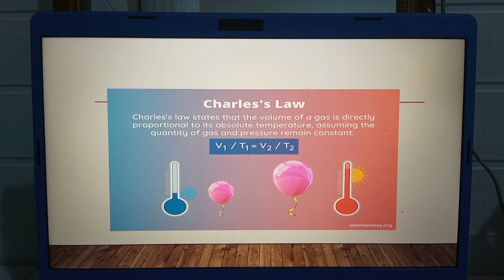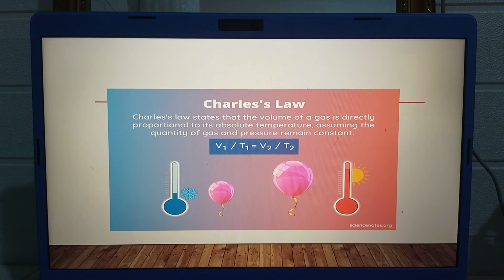Next is Charles's law. Charles's law states that the volume of a gas is directly proportional to its absolute temperature, assuming the quantity of gas and the pressure remain constant. The formula: volume 1 over temperature 1 is equal to volume 2 over temperature 2.